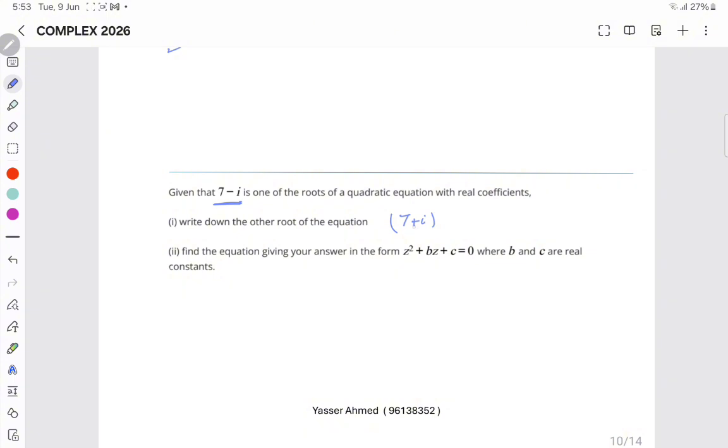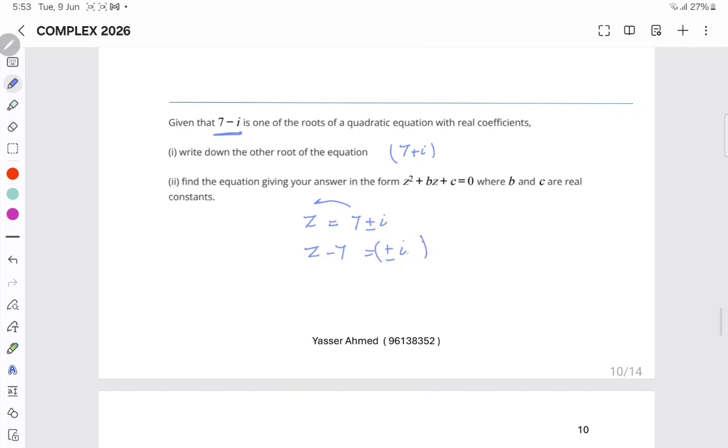Find the equation. So I want to construct the equation. We just do that. The variable here is z is equal 7 plus or minus i. Shifting that, it will be z minus 7 equal positive or negative i. Squared both sides. So I will expand that perfect square. z squared minus first times second times 2, it's 14z. Second squared, it's 49. All of that is equal, i squared is negative 1. So the equation, it will be z squared minus 14z, 49 plus 1, it will be plus 50 equal 0.